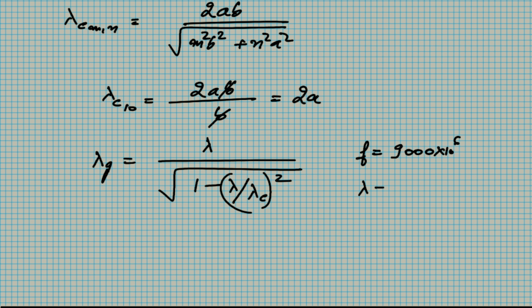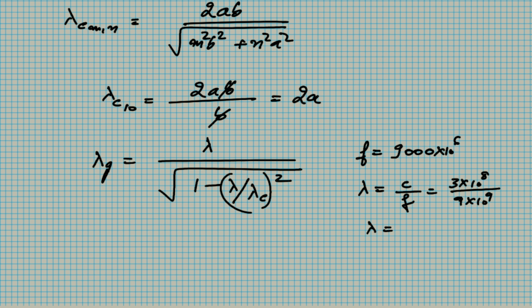So let's find out lambda, which is C by F. C is 3 into 10 to the 8 divided by 9,000 into 10 to the 6, which is 9 into 10 to the 9. Get me a value for lambda. How much do you get? 0.0333 meters. Is it right? Okay, so I got the lambda value.